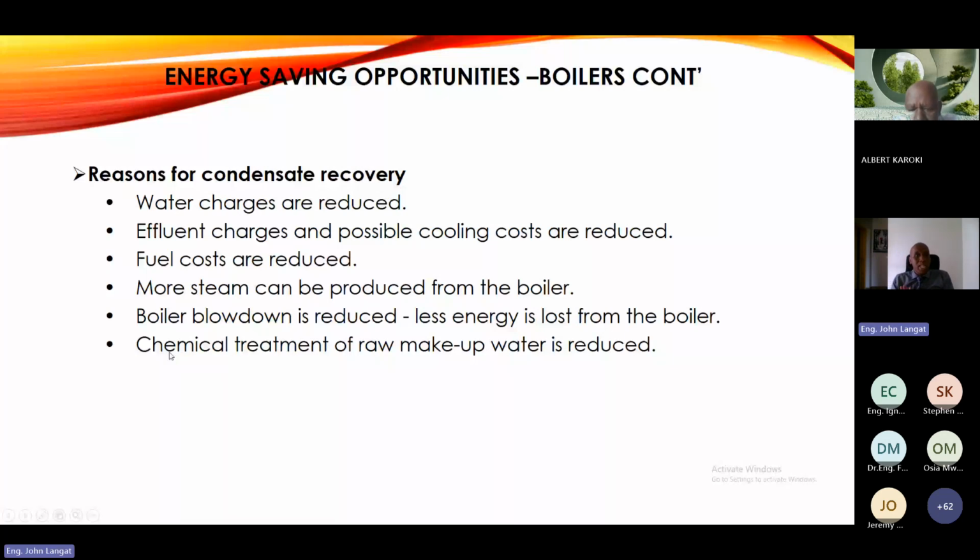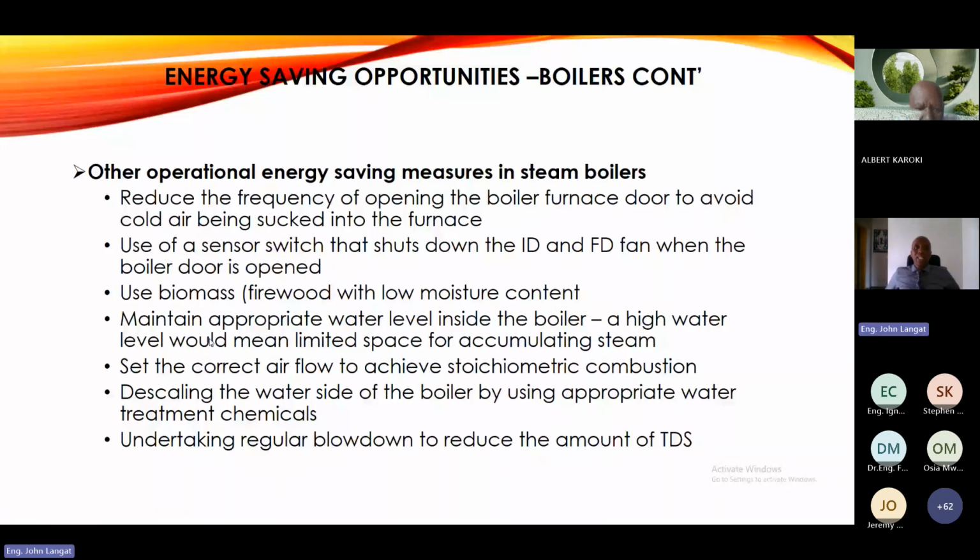So what are other operational energy saving measures in steam boilers? As I mentioned, you need to reduce the frequency of opening the boiler furnace door to avoid cold air being sucked in. Perhaps you need to sit down at the boiler house and see how frequently the boiler operators operate. Some guys even leave it open, they just throw in firewood continuously without closing that furnace. Tell me of the efficiency, how it will come out. Another way to avoid that is to use a sensor switch that shuts down the ID and FD fan when the boiler door is open. At the end of this presentation, I'll show you how this improved efficiency for one of the factories here in Kenya.